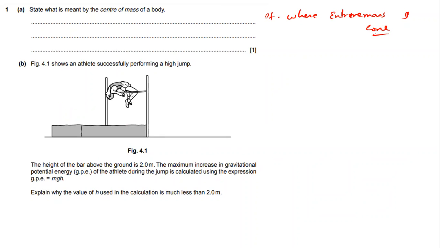The figure shows an athlete successfully performing a high jump. The height of the bar above the ground is 2.0 meters. The maximum increase in gravitational potential energy of the athlete during the jump is calculated using the expression GPE equals mgh. Then explain why the value of h used in the calculation is much lesser than 2 meters. What is the reason?